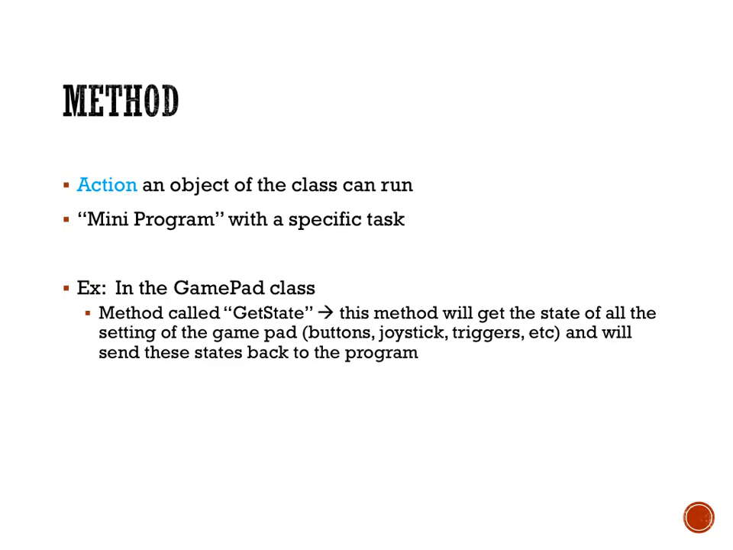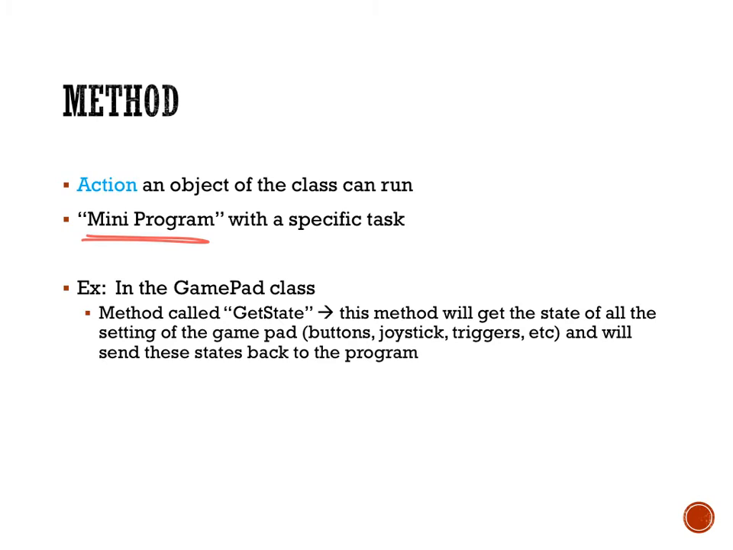Now, I keep using this word method, and I do want to take a minute to touch on what the word method means. A method is an action that an object of a class can run. So I like to think of methods as what are called miniature programs, because truly they are miniature programs that have a specific task, and we write these purposefully.